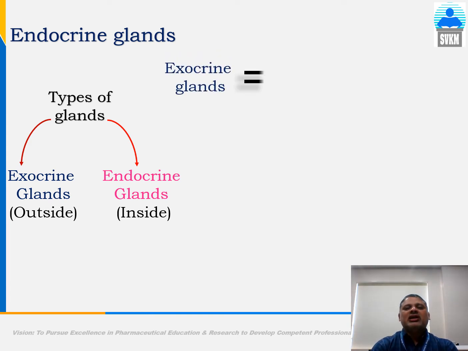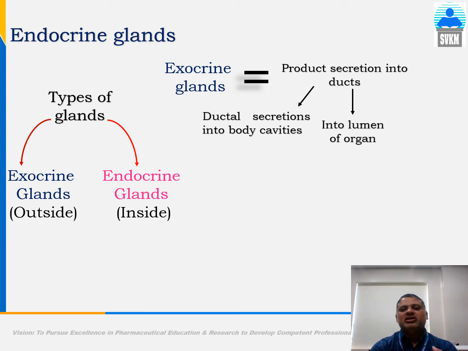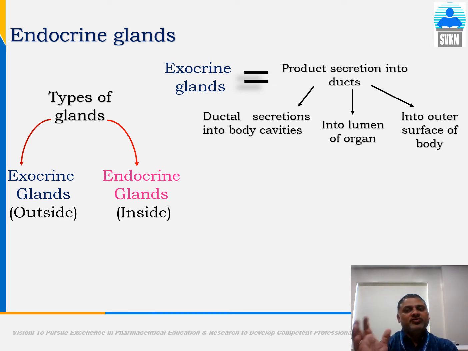So exocrine glands release their product, or secrete it, into a duct, and from the duct it is transported into body cavities, the lumen of an organ, or onto the outer surface of the body. The endocrine hormones, however, are released into the interstitial fluid, and from the interstitial fluid they enter the circulation.